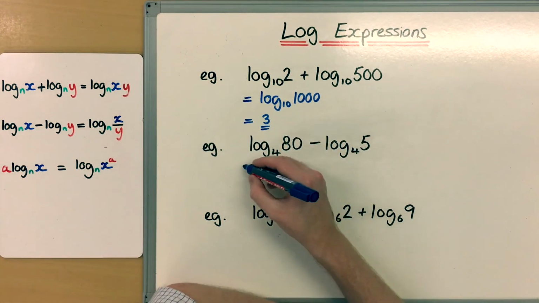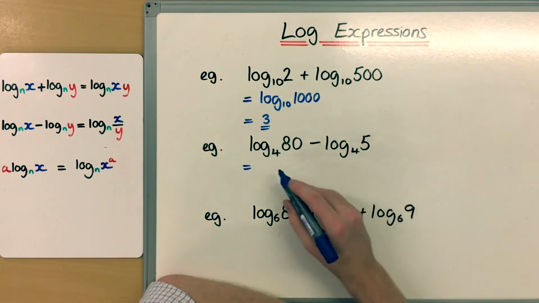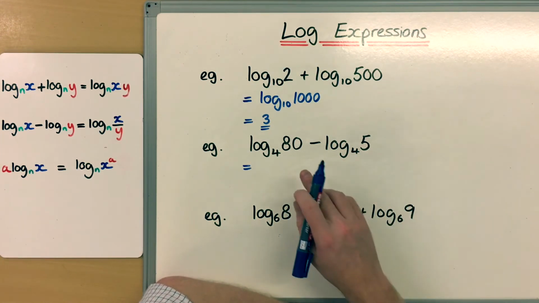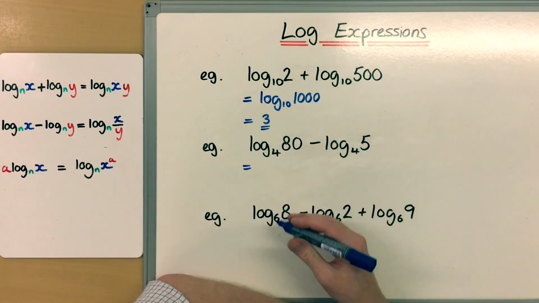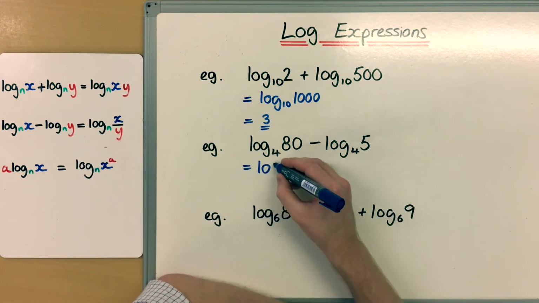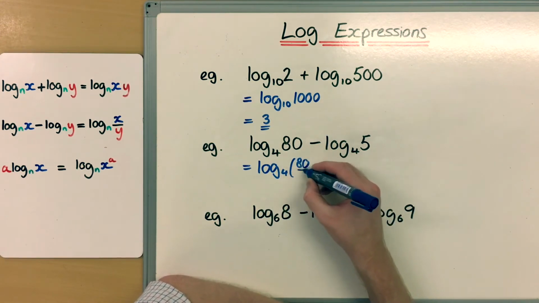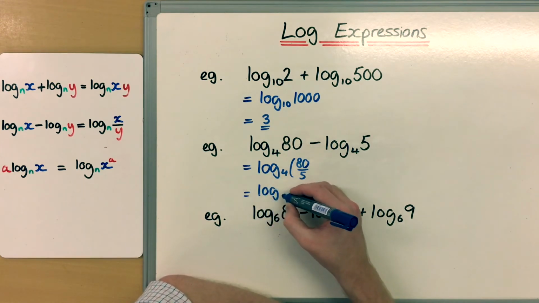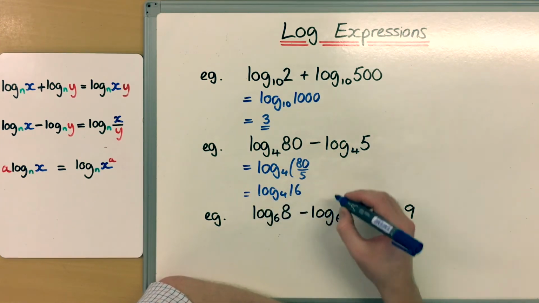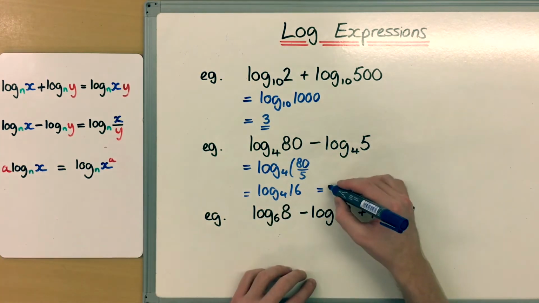Next question. Log to the base 4 of 80, take away log to the base 4 of 5. Same base, so I can apply my log rules. Take away means I'm going to do x over y, so I'm going to do 80 divided by 5. So this becomes log to the base 4 of 80 divided by 5, which is log to the base 4 of 16. That's the same as 4 to the power of what is 16. The answer is 2.